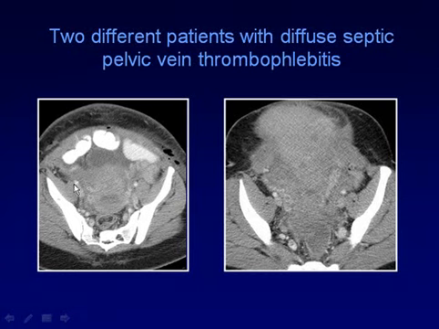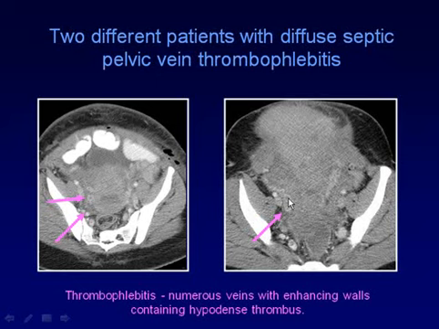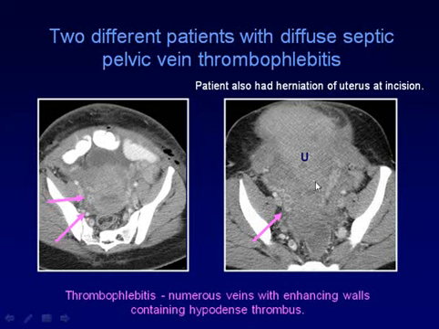In contrast, here's the external iliac artery and vein, and this vein is completely and normally enhancing. These veins have thrombi in them, and you can see them here as well. In addition, you might notice that this patient had a breakdown of the incision and herniation of the enlarged uterus at the site.